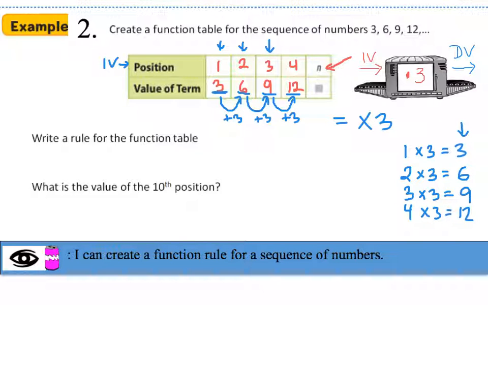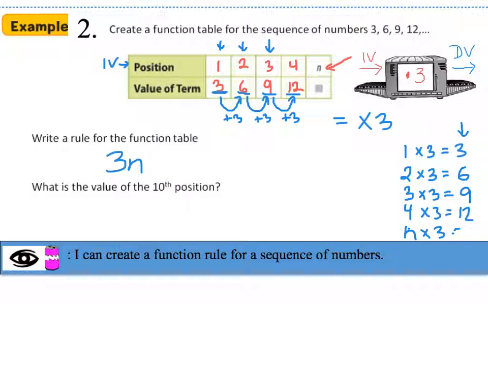So we can continue this process, but what happens if I want to know the nth term, or an unknown term? What I could do is take n, put it into the machine, and multiply it by 3. And that will give you your value of term. So that's the rule right there. We can take 3 and multiply it by n, and that will give us the value of term. 3 times an unknown number will get us that number.